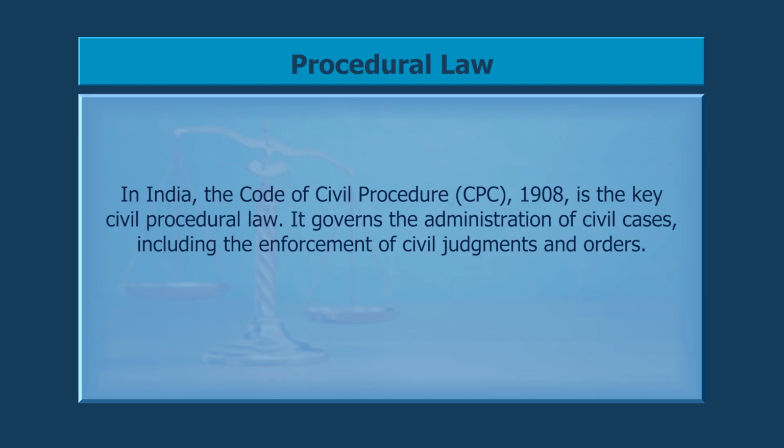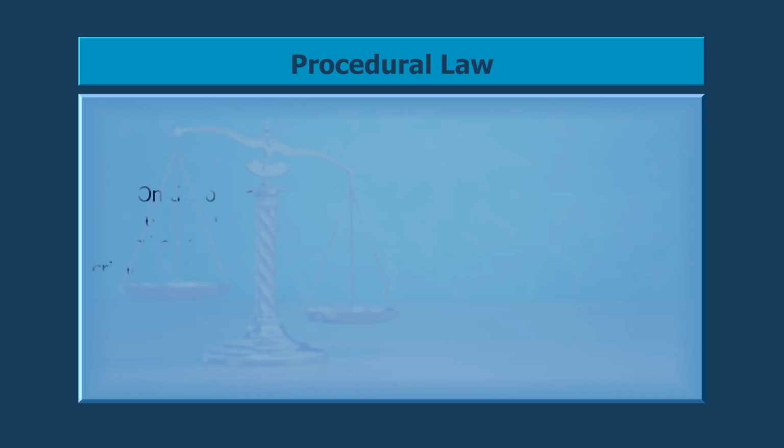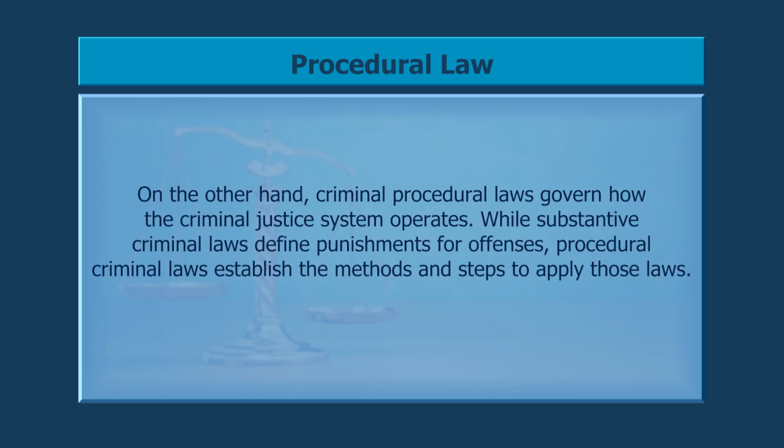In India, the Code of Civil Procedure 1908 is the key civil procedural law. It governs the administration of civil cases, including the enforcement of civil judgments and orders. On the other hand, criminal procedural laws govern how the criminal justice system operates, while substantive criminal laws define punishments for offences. Procedural criminal laws establish the methods and steps to apply those laws.